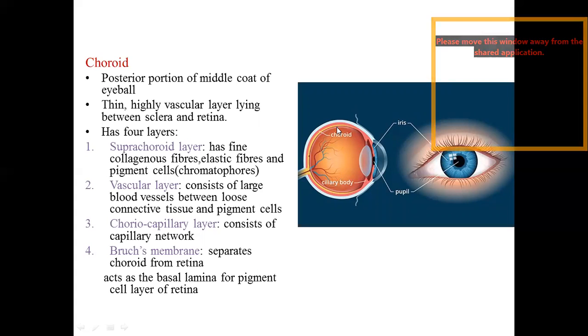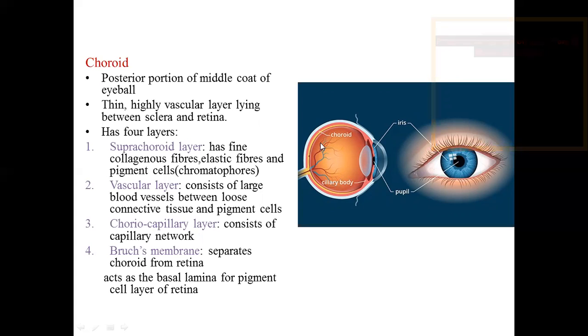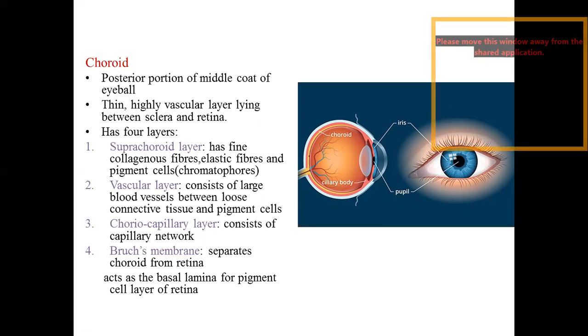It has 4 layers. Suprachoroid, which has collagen fiber, elastic fiber and pigment cells. Vascular layer, which has blood vessels with loose connective tissue and pigment cells. Choriocapillary layer, which consists of a capillary network, and Bruch membrane, which separates the choroid from the retina. And this acts as a basal lamina for the pigment cell layer of the retina. So just beneath that is your retina. So the Bruch membrane of the choroid acts as a basal lamina for the pigment cell layer of the retina.